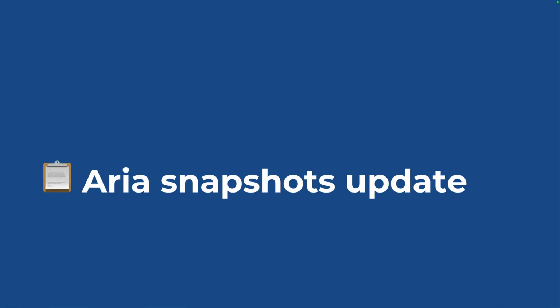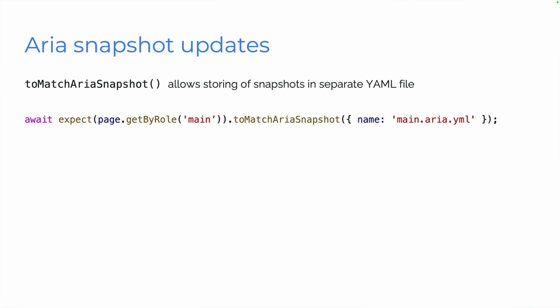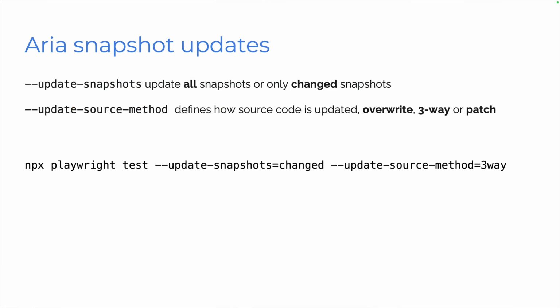ARIA snapshots update. So to match ARIA snapshots, if you're using ARIA snapshots, really, really cool. We can now store the snapshots in a separate YAML file. And if you want to update your snapshots, you can update all of them or only changed ones. And you can choose the method of how to update them, whether you want to use overwrite or three-way or patch. And to update them, it's npx playwright test --update-snapshots=changed --update-source-method=three-way. Now, if you'd like some more information and a video on the ARIA snapshots and how this works, let me know in the comments.